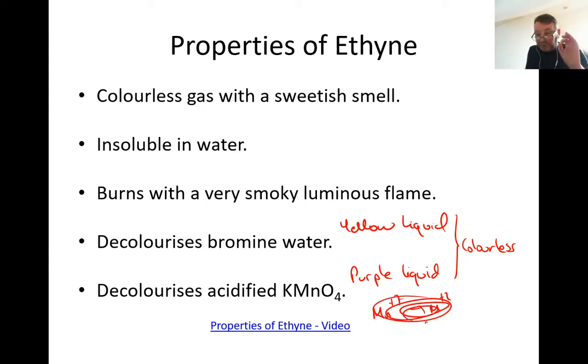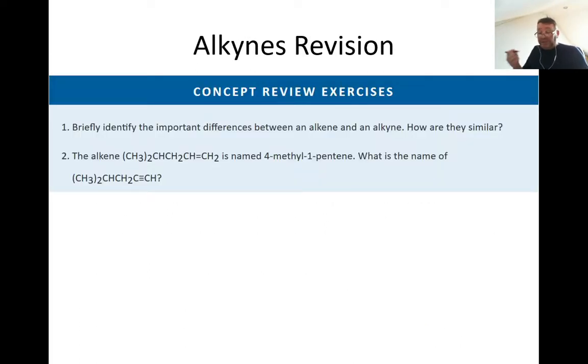All I want you to remember is the following for Ethyne. It's a colourless gas with a sweetish smell. It doesn't dissolve in water, so we can collect it through water. It burns with a very smoky luminous flame, and it decolorizes two things: bromine water, which is yellow, and acidified potassium permanganate, which is a dark kind of purple colour. So let's just take a look at some of these questions here. I'm going to do one of each and leave you the second one to do yourselves.